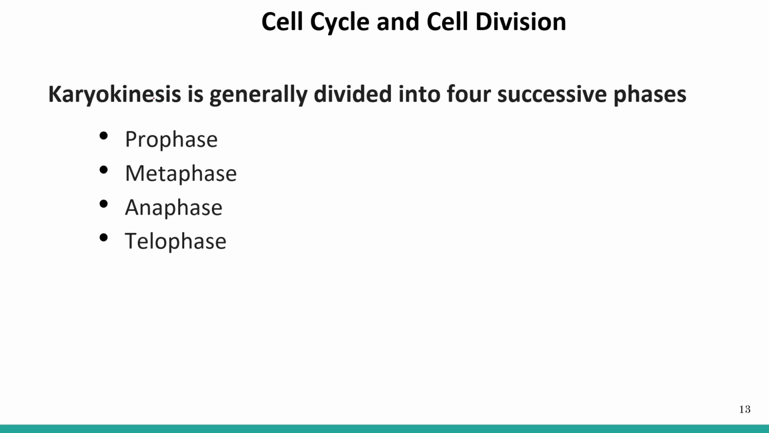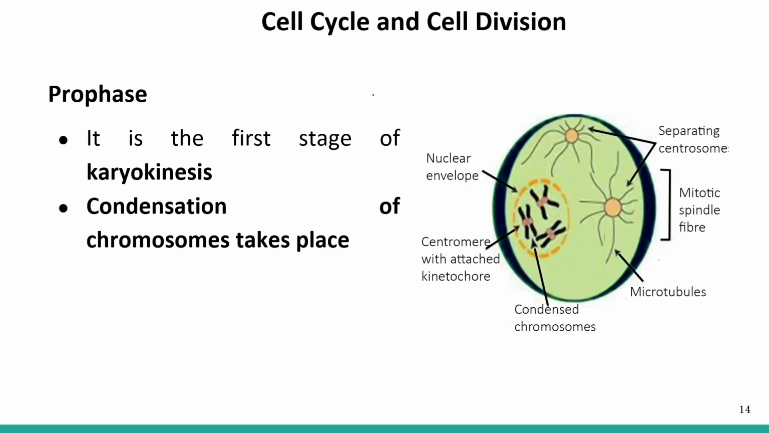Now we know that M phase is divided into karyokinesis and cytokinesis. So first let's discuss the nuclear division, which is karyokinesis. Karyokinesis is further divided into these 4 phases: prophase, metaphase, anaphase and telophase.